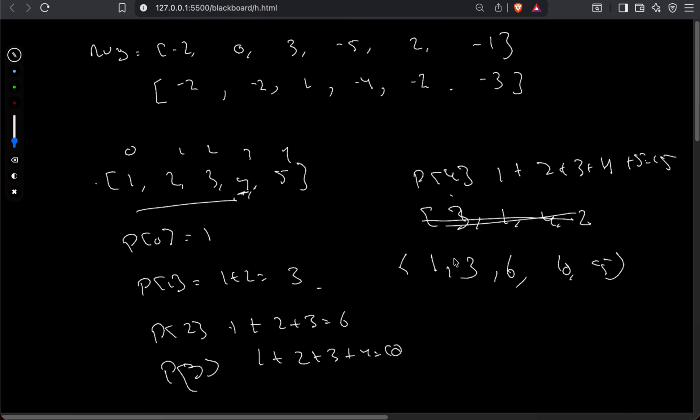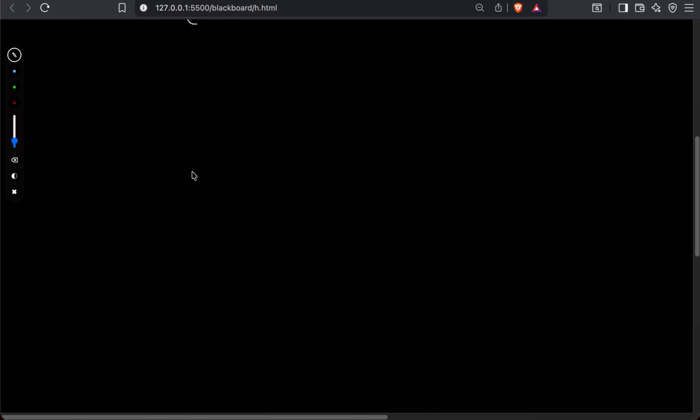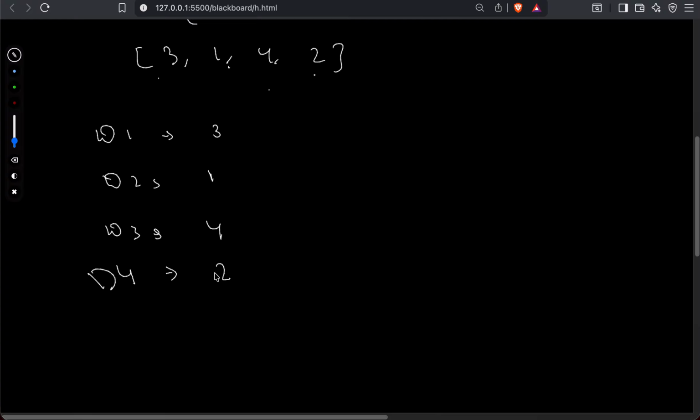Okay, now let's take one more example. If we have an nums array like 3 1 4 2, think of it like you are collecting coins. In day 1 you have collected 3 coins, day 2 you have collected 1 coin, in day 3 you have collected 4 coins, in day 4 you have collected 2 coins. After each day the total coins is 3, 3 plus 1 is 4, 4 plus 4 is 8, 8 plus 2 is 10. So the prefix sum is 3 4 8 10.